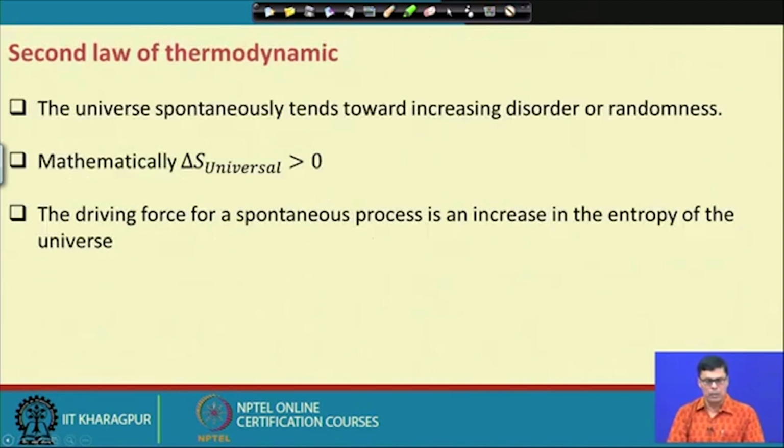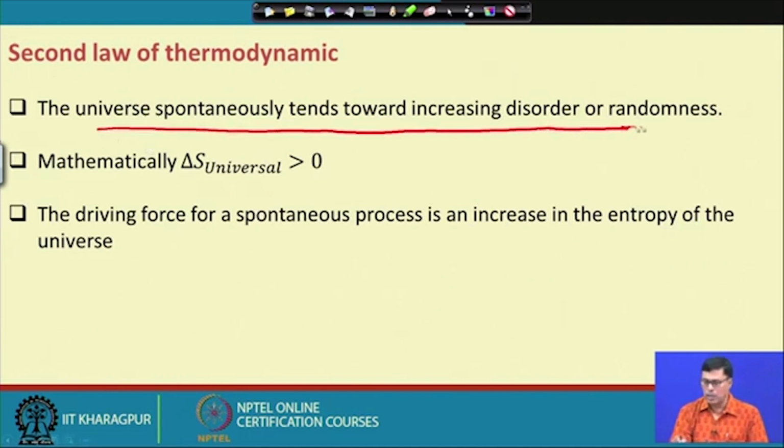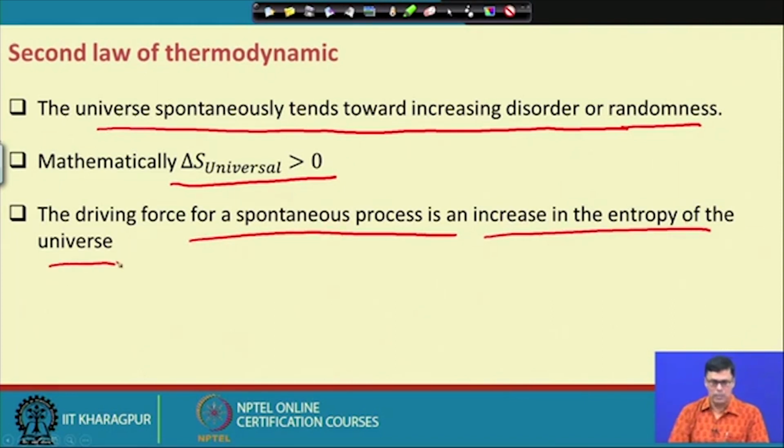So, the second law of thermodynamics says that the universe spontaneously tends towards increasing disorder or randomness. This is the nature of the system that we have. It always tends to increase the disorder or randomness, and mathematically the change of entropy of the universe is always greater than 0. The driving force of a spontaneous process is an increase in the entropy of the universe. As I told you, this is the real system that we have, that the entropy should always be positive.